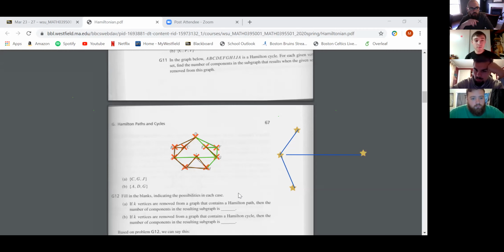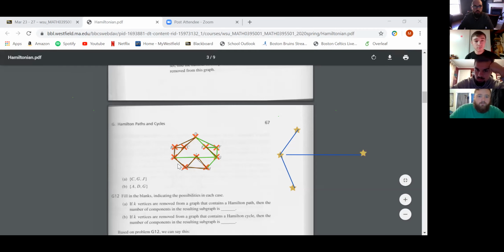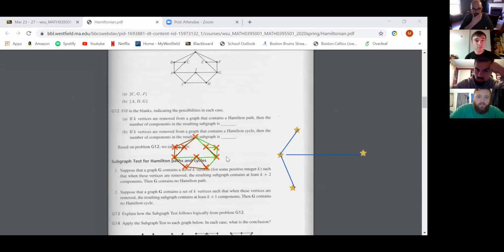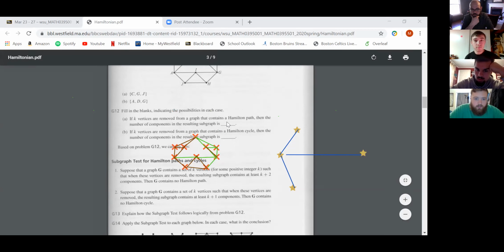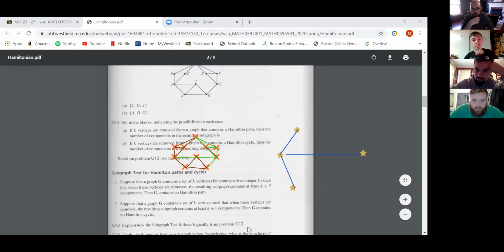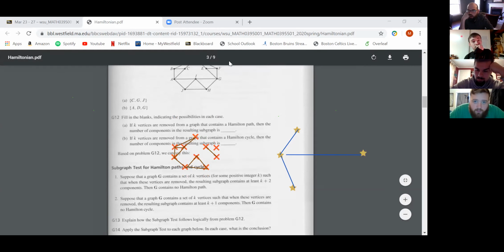I don't know who's controlling this. Yeah, the subgraph test. Okay. This down here? Oh yeah, that's here. All right. So think about why would that be? Why would that be true?